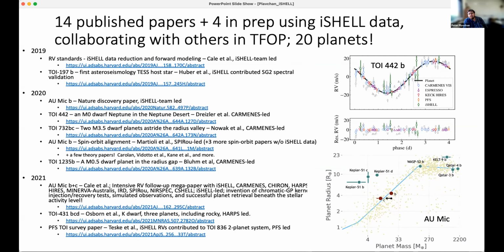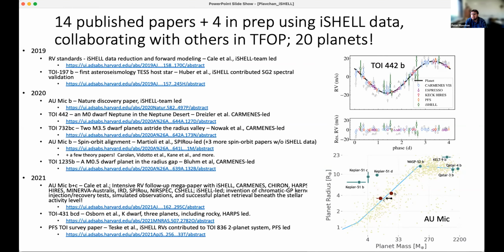To date, we've had 14 published papers using iShell data, mostly where we've contributed our data to other teams and collaborating with others in TFOP, representing around 20 planets. And here's the comprehensive list. In the upper right, I just want to highlight TOI 442, which involved PFS, CARMENES, ESPRESSO, HIRES, and iShell. This is actually one of our better detections that we had with just the iShell data. And that was a really neat M-dwarf Neptune in the Neptune desert.